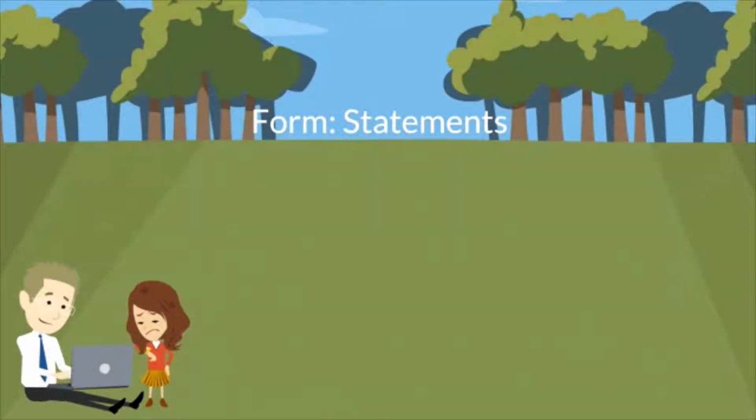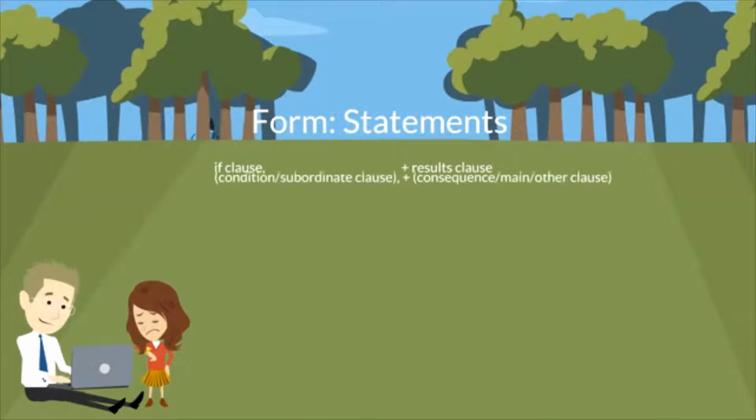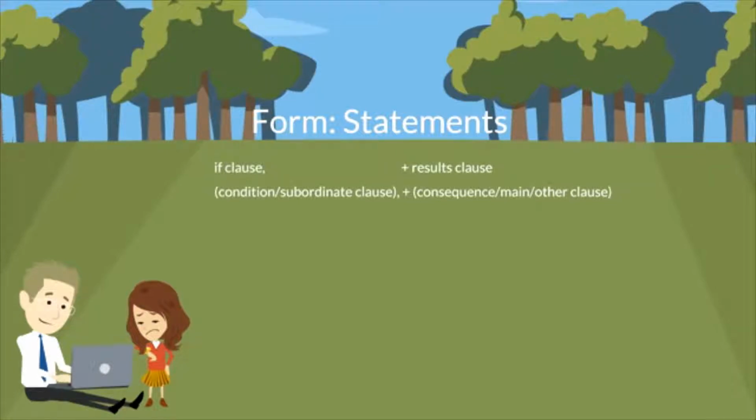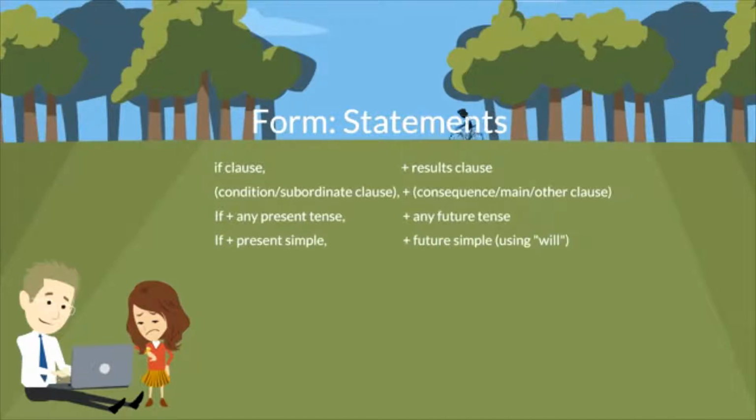The first conditional has two clauses: if clause, comma, plus result clause. We can also call the if clause the condition clause or the subordinate clause. So the form is if plus any present tense plus any future tense. So if plus present simple, comma, plus future simple using will. For example, if I miss the bus, I'll catch a taxi.